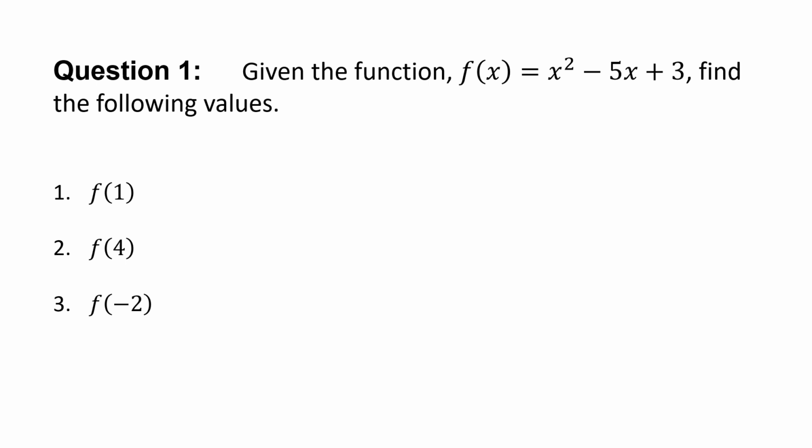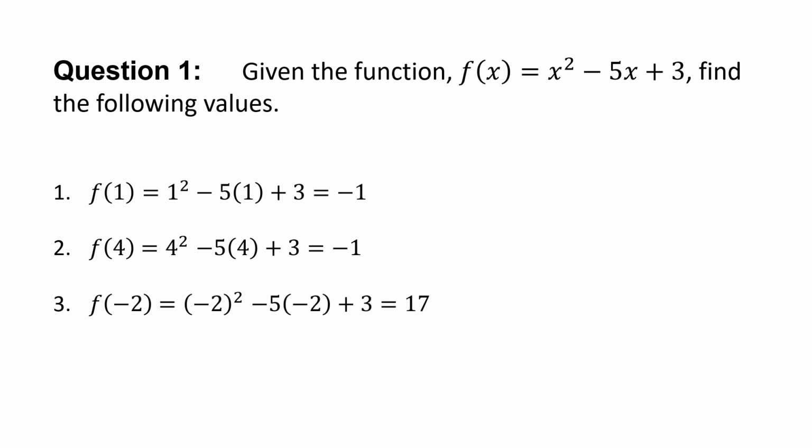So let's jump right into the answers here. For question 1, we're just going to replace every x with a 1. So we get 1 squared minus 5 times 1 plus 3. This gives us -1. For f of 4, we'll replace every x with a 4. This again works out to be -1. And lastly, we have f of -2, which if we replace all x's with -2, we should get 17.